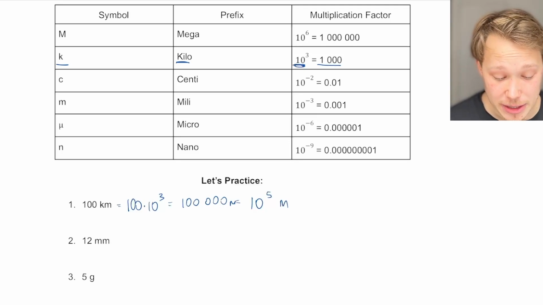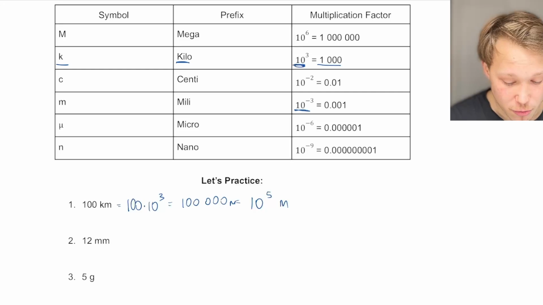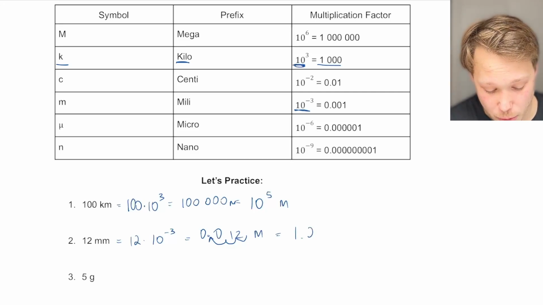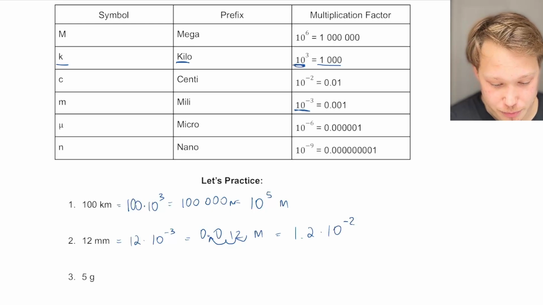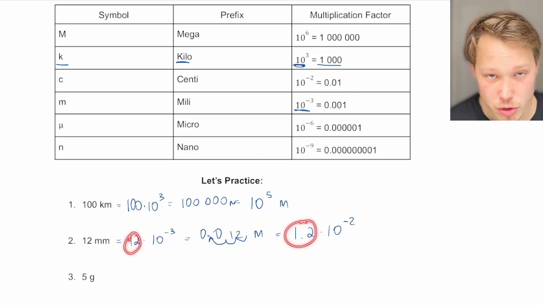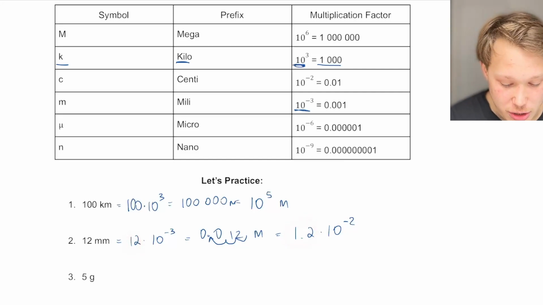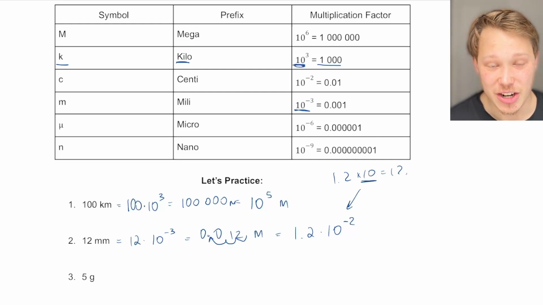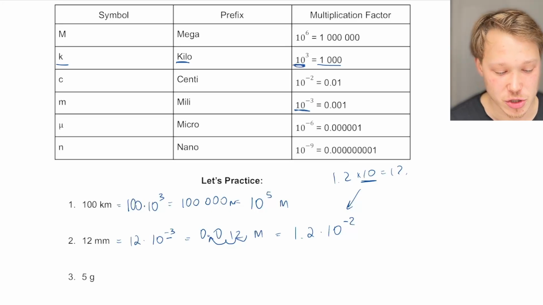Similarly, let's convert 12 millimeters. So milli, as you can see, is 10 to the power of minus 3. So 12 times 10 to the minus 3. So again, in the decimal form, if you want to divide 12 by 1,000, 1, 2, 3, so 0.012 meters. Or you can write it in scientific notation as 1.2 times 10 to the minus 2. If you're wondering why the power changed, it's because I wrote 12 as 1.2 times 10, so I put this power of 10 over here, therefore it changes from minus 3 to minus 2.